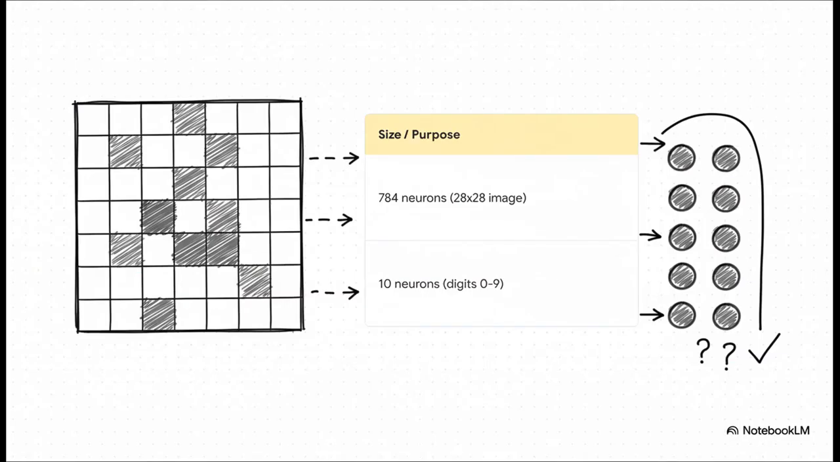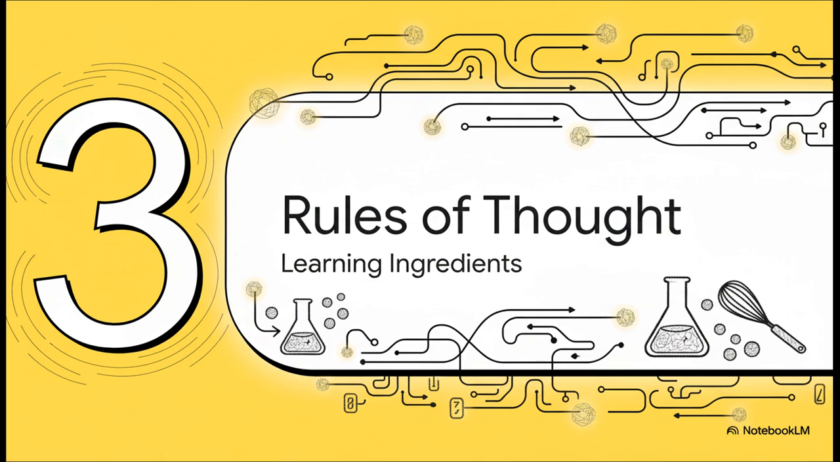So let's just focus on the bookends here. The input layer's job, super simple. It just takes in that long list of 784 pixel values. The output layer's job is to give us the final answer. It has 10 possible outputs, 1 for each digit from 0 to 9. So we have a structure, a kind of skeleton. But how does it actually think?